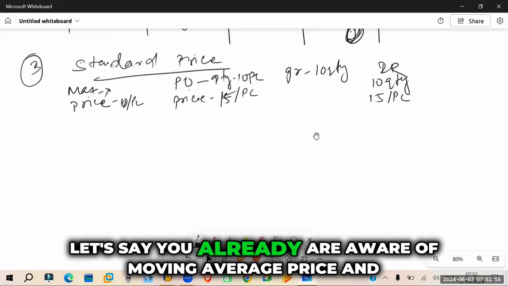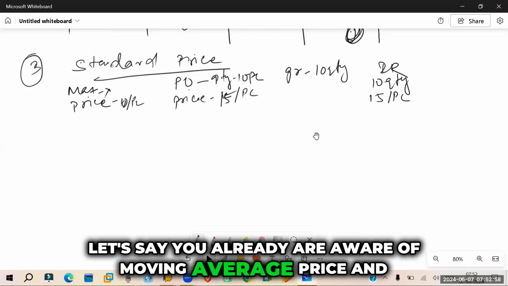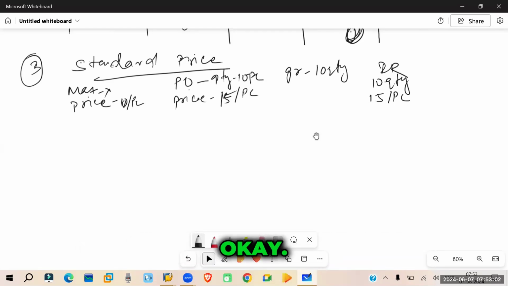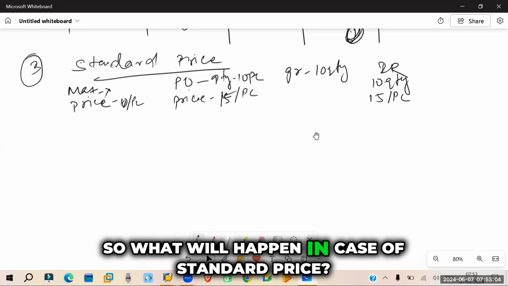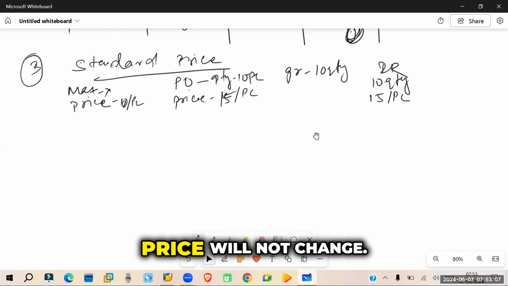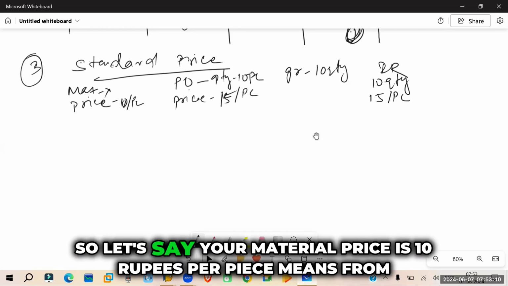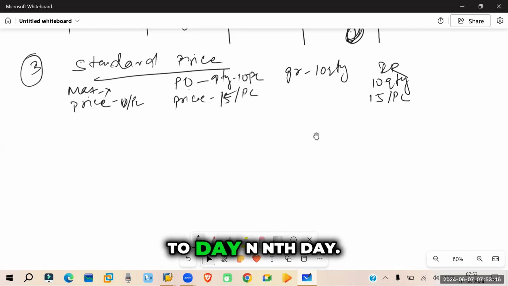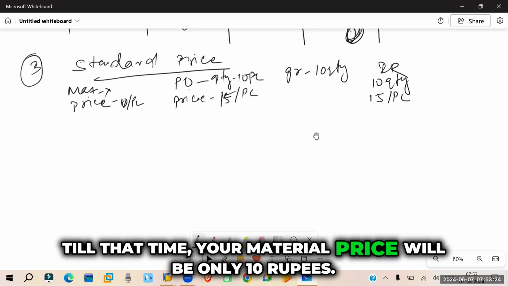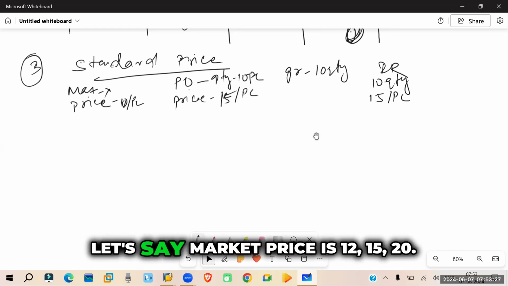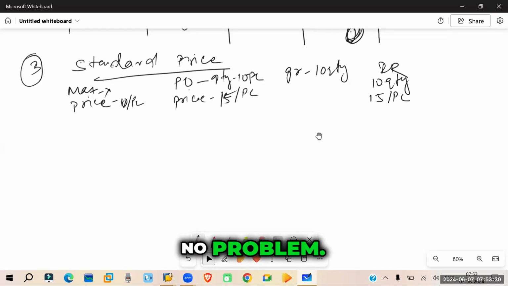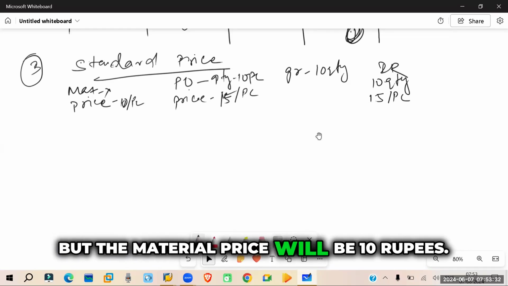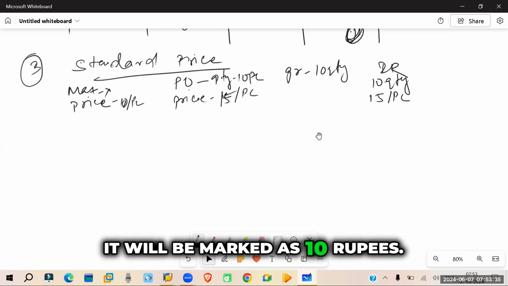Okay, let's say you are already aware of moving average price and standard price, right? Yes, sir. Okay. So what will happen in case of standard price? Price will not change. That will be a standard price. So let's say your material price is 10 rupees per piece, means from day 1 to the nth day, n number of days, till that time your material price will be only 10 rupees. Let's say market price is 12, 15, 20, no problem, but the material price will be 10 rupees. It will be marked as 10 rupees.